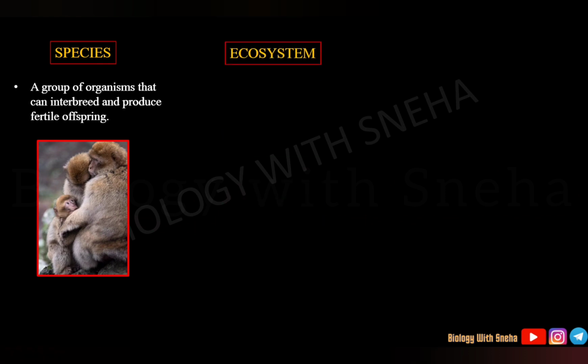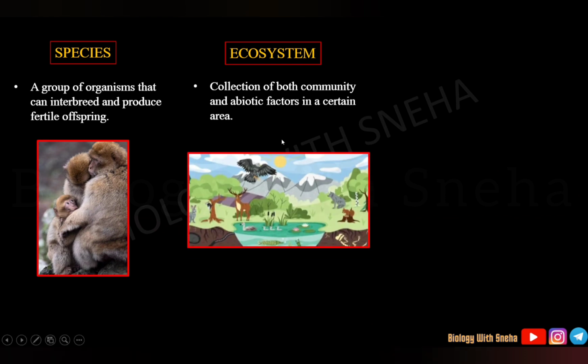Next, what is an ecosystem, right? An ecosystem could be broadly defined as a collection of both the biotic factors, which comprise different populations, that is a community, and also the abiotic factors in a particular confined area, right? So when we look at this particular image, we could see that not only are different kinds of populations present here in this given area, but also there is sunlight, there is water, and other abiotic factors, right?